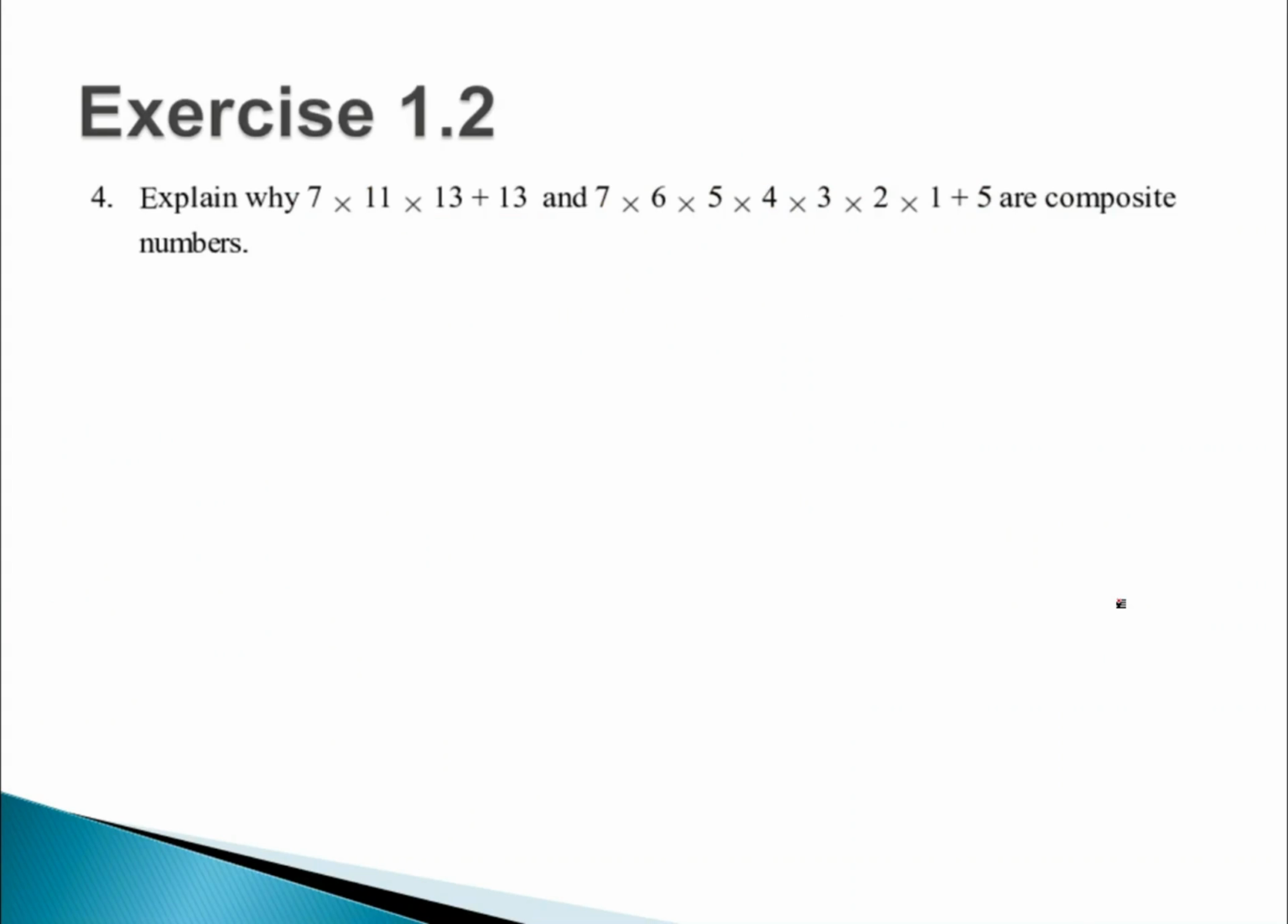So let us look at the next one over here. What does he say here? He's saying, explain why these are composite numbers. Okay. Look at this number first. When I'm looking at this number, I can remove something out. I can write this number like this, right? I can remove 13 and I can write 7 into 11 into 1 plus 1. Okay, is it clear?